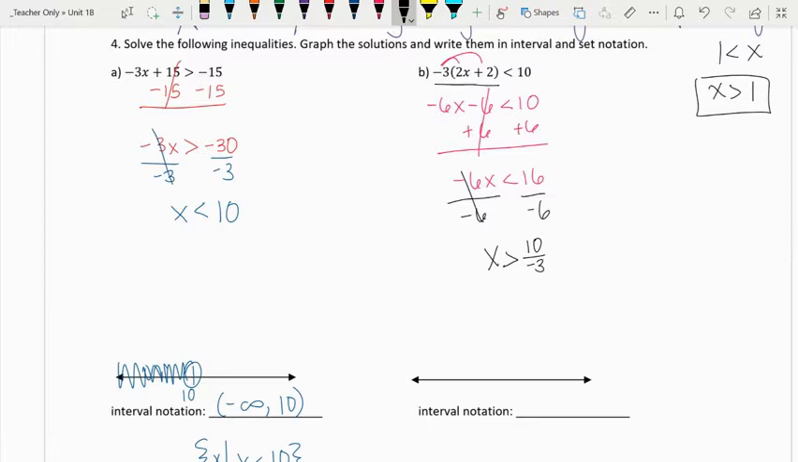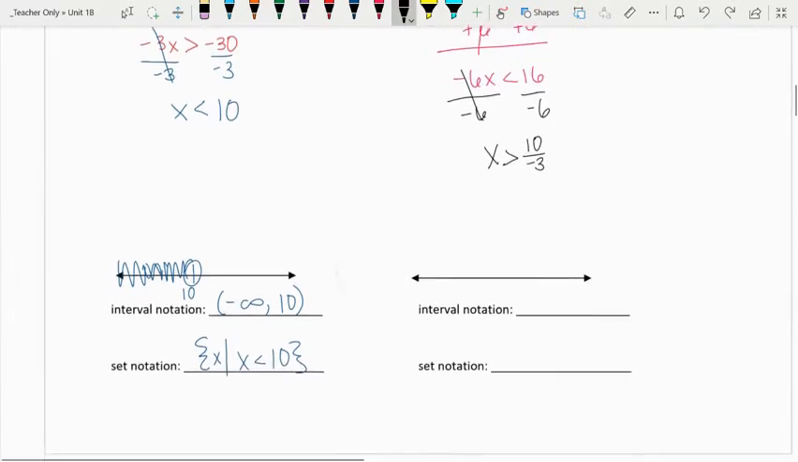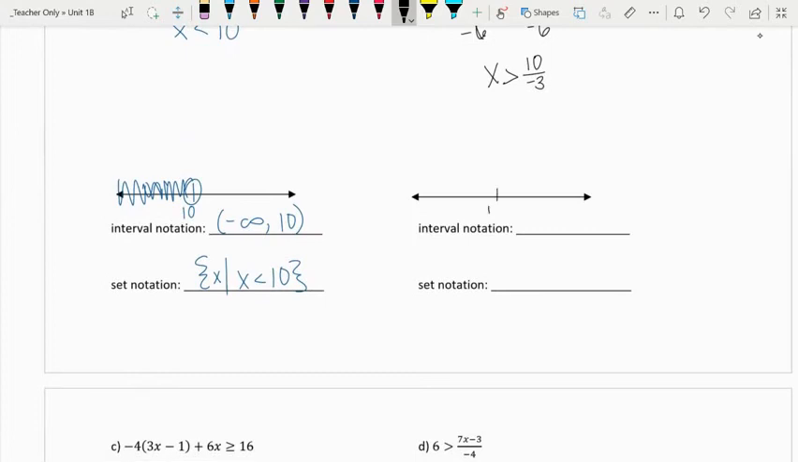Notice in the beginning when we multiplied by a negative, we did not flip the inequality. That's because we only multiplied one side. It's only when you're doing both. So in our graph, we would put -10 thirds. Remember, it doesn't matter where that negative's at. Open circle because it's not equal to, and greater than is to the right.